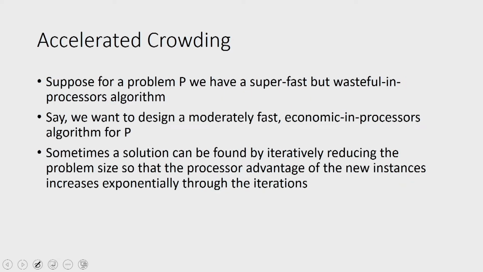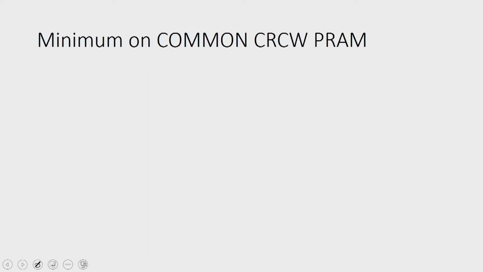In the algorithm design technique that we call accelerated crowding, suppose for a problem P we have a super fast algorithm, but let us say this algorithm is rather wasteful in processors. Let us say we want to design a moderately fast but economic in processors algorithm. A solution can be found usually by iteratively reducing the problem size so that the processor advantage of the new instances increases exponentially through the iterations. We will consider an example.